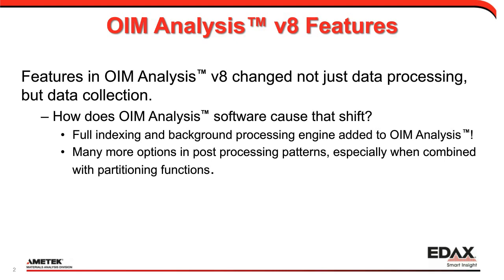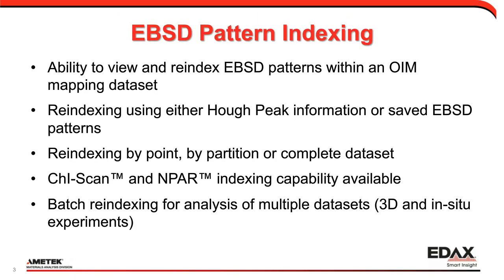Now, with this pattern indexing, you're able to view and reindex EBSD patterns within the OIM mapping data set. You can reindex the data sets using either the Hough peak information or your saved patterns. I'll probably say this 3 or 4 times, but I'm now routinely saving patterns for all my data sets. And if I'm going to do a lot of this reprocessing, I need those saved patterns. No saved patterns, I can't play with the patterns themselves, and because of that, a lot of this is moot.